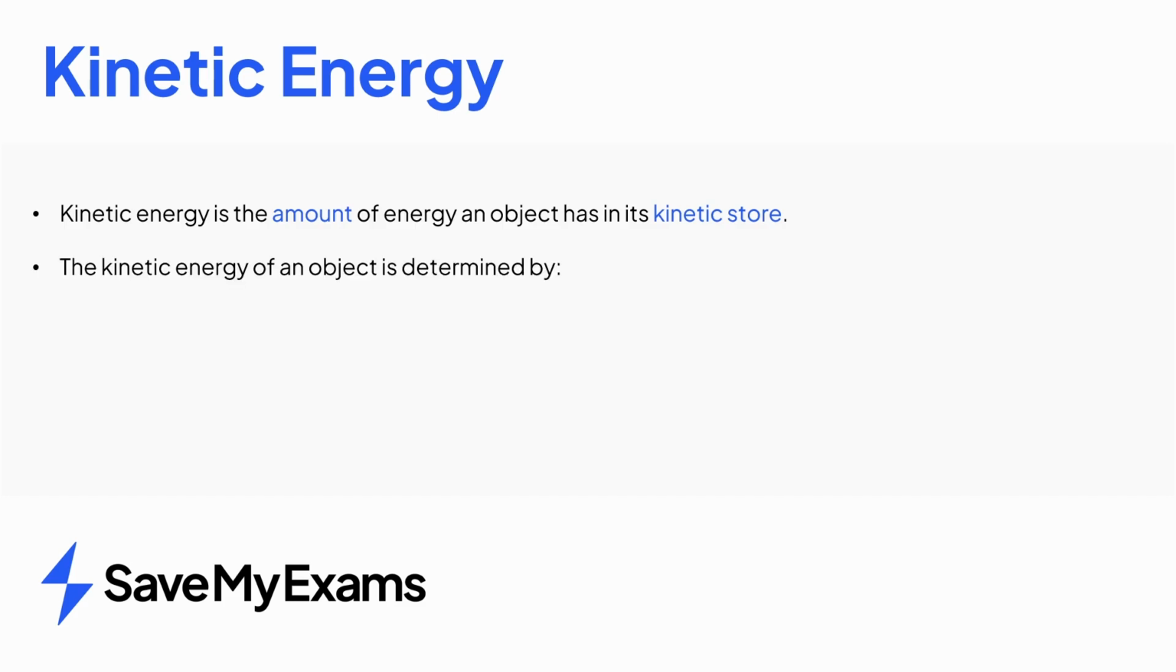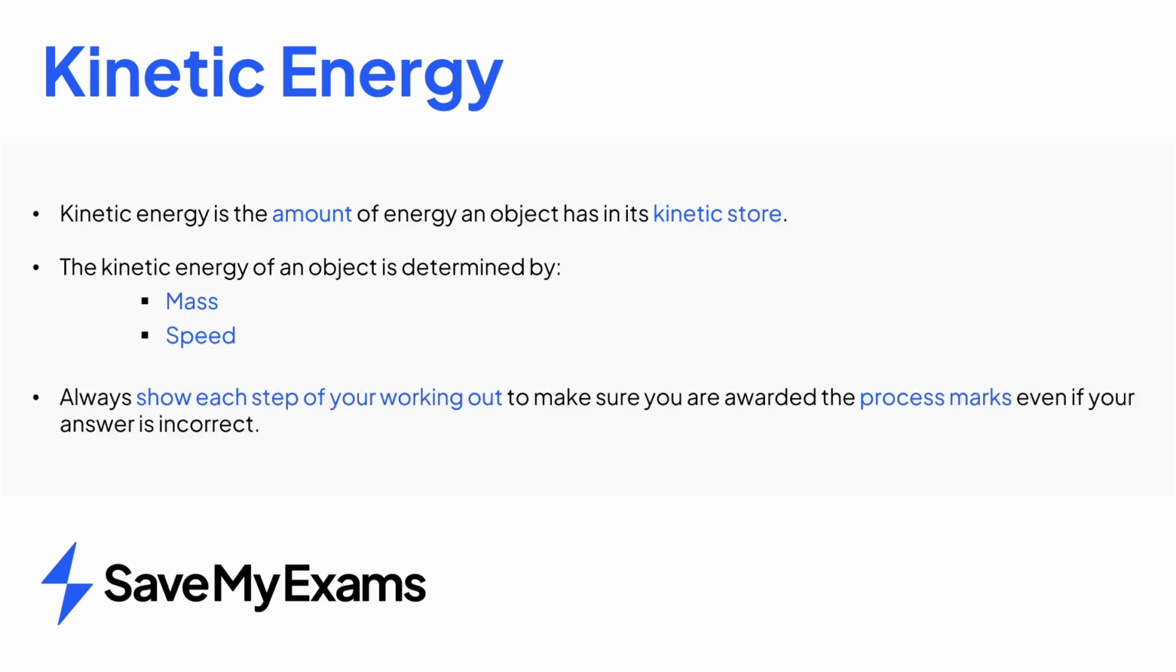In summary, kinetic energy is the amount of energy in an object's kinetic energy store. The amount of energy in an object's kinetic store is determined by 2 things: the object's mass and the speed at which it is moving. When performing calculations using any equation, always show each step of your working so that you can still get some marks even if you make an error.